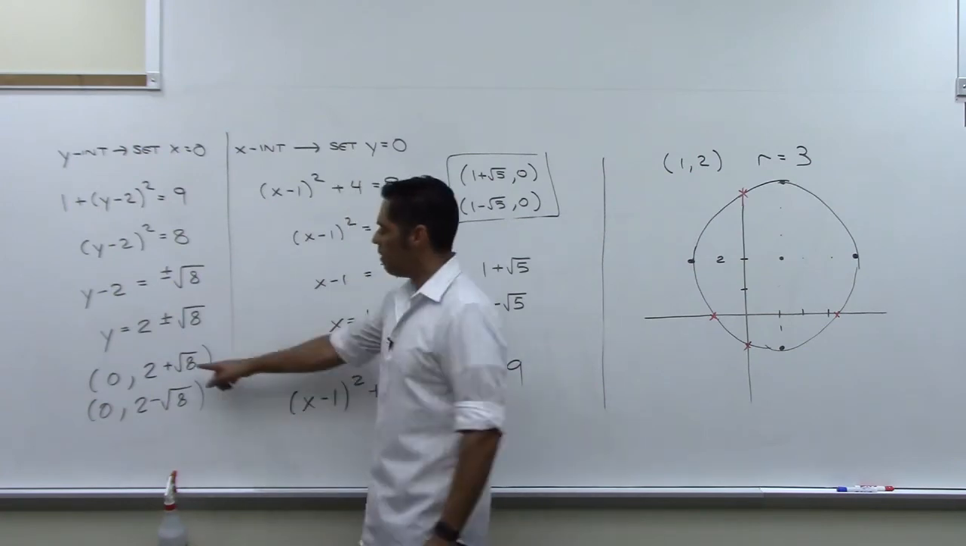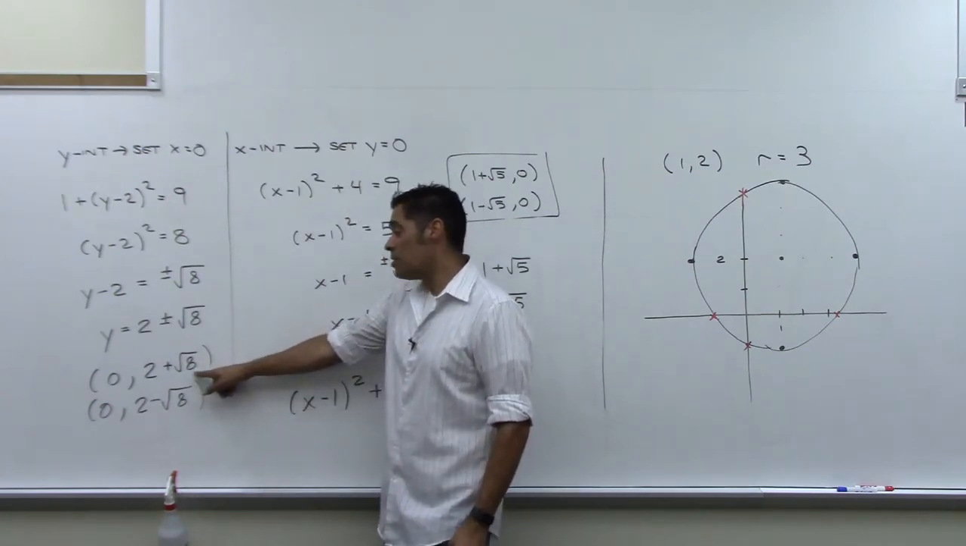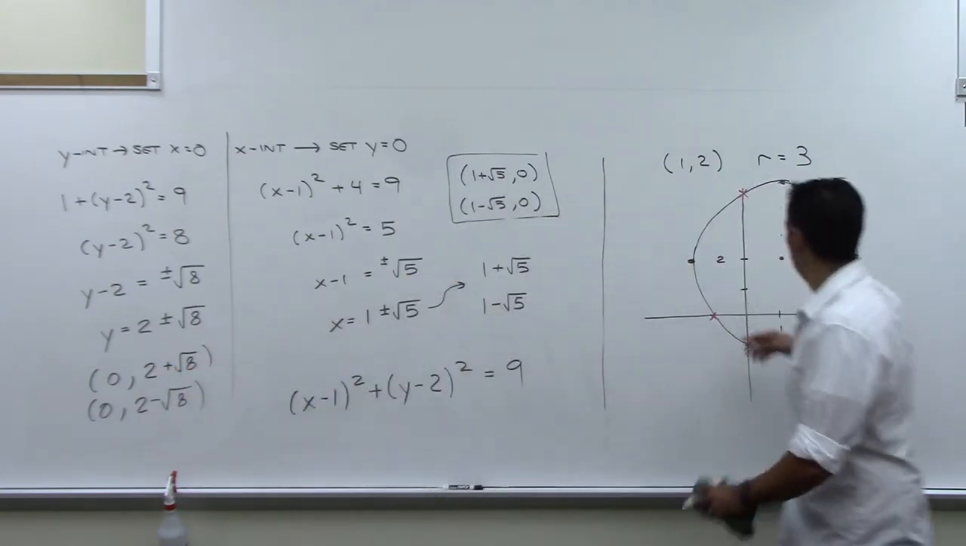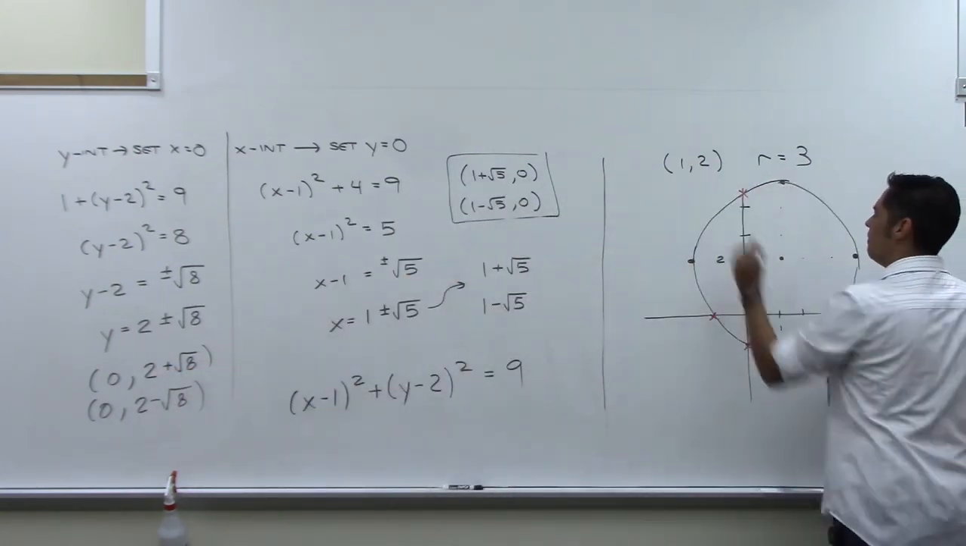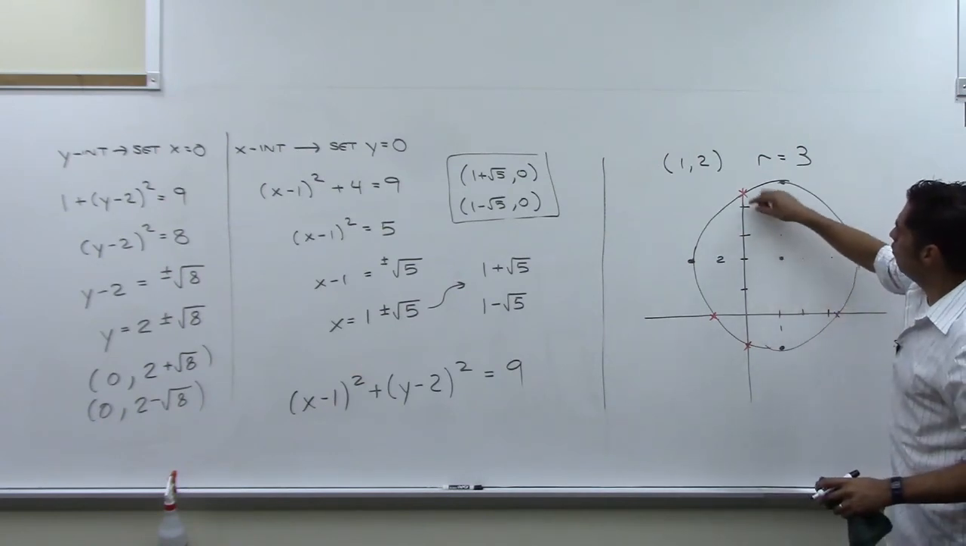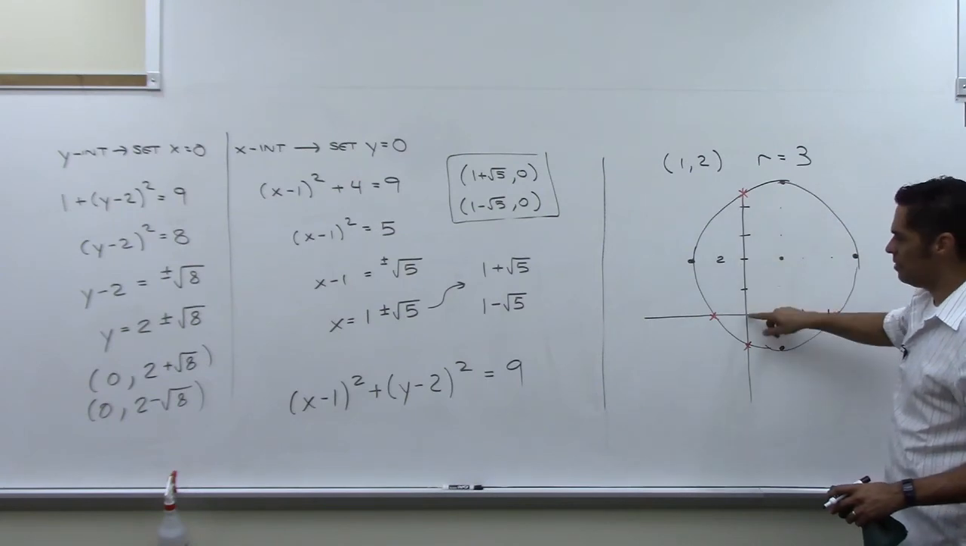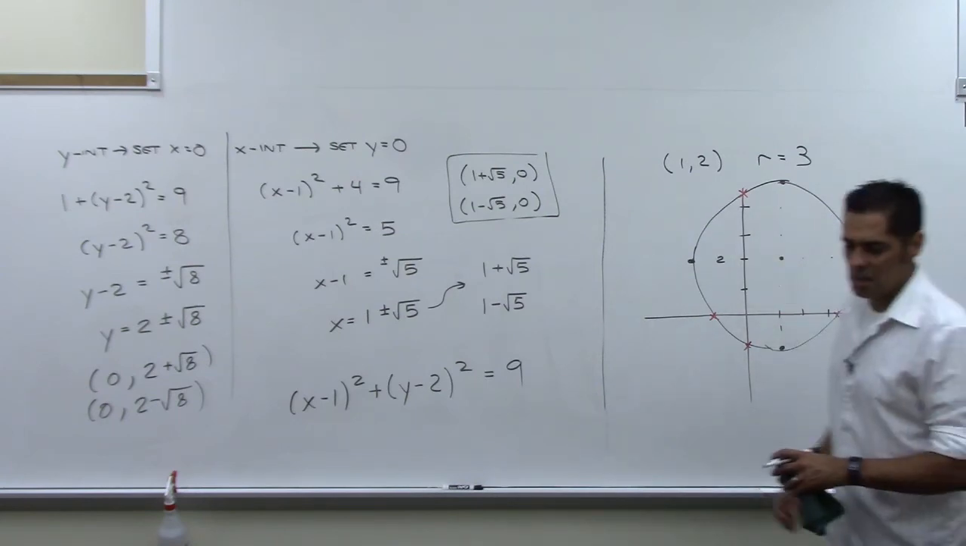So let's see, square root of 8, it's close to 3, but it's not quite. So it's 2 point something. So 2 plus 2 point something is about 4 point something. And you can kind of see it from here. 1, 2, 3, 4 point something. That's where one of our y-intercepts is. And then the other one is down here. So that's it.